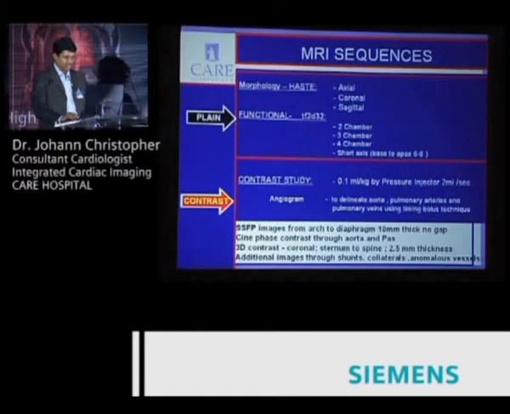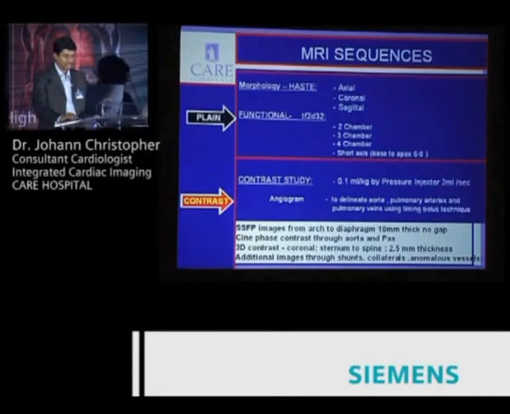Now once we do that, we also go in wherever there is a lesion. For example, there is a PDA or there is a coarctation, we apply the phase contrast imaging sequences, and based on the likely velocities, we change the settings in our machine, and we are able to get the flows and also the velocities across these lesions.